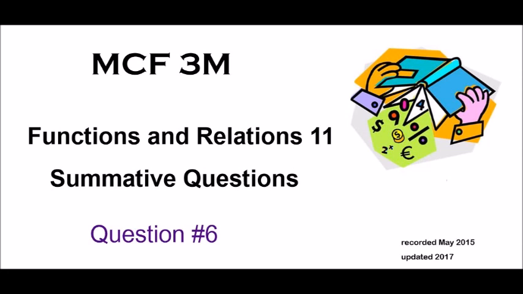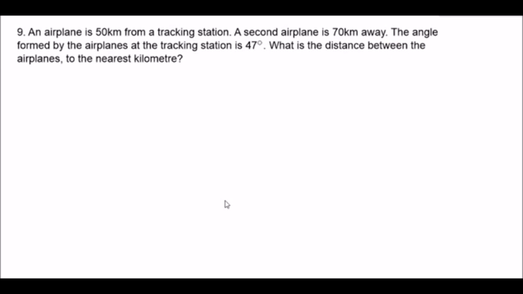This video is for grade 11 students in Functions and Relations. It's question number 6 from the year-end summative. An airplane is 50 kilometers from a tracking station. A second airplane is 70 kilometers away. The angle formed by the airplanes at the tracking station is 47 degrees. What is the distance between the airplanes to the nearest kilometer?